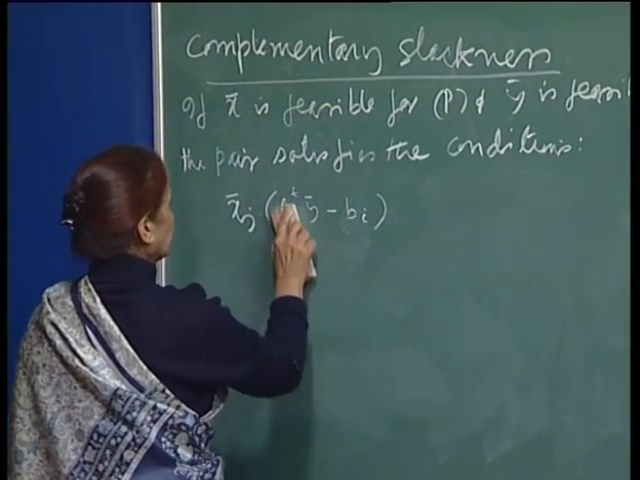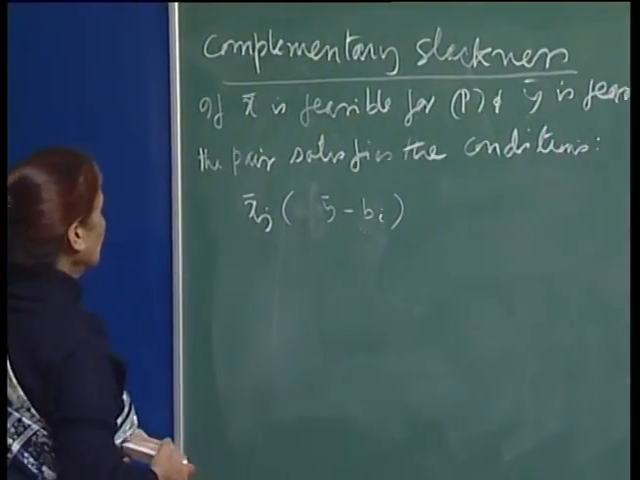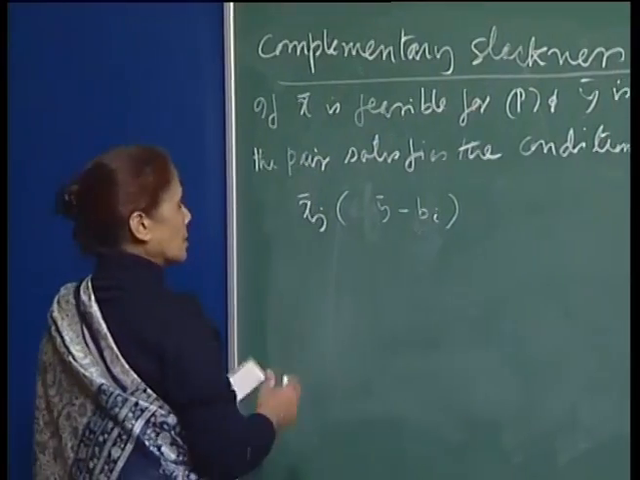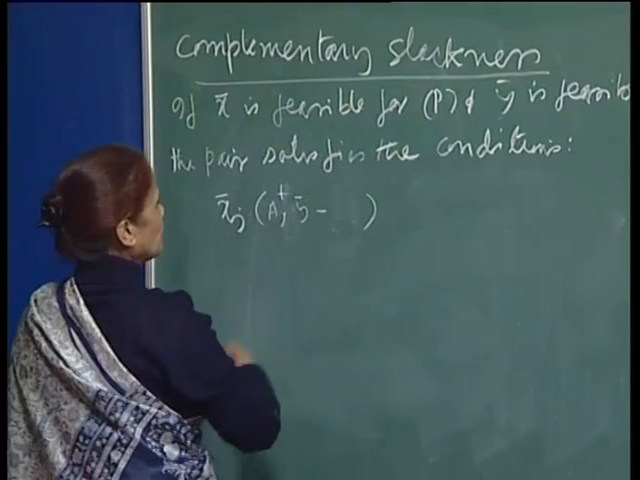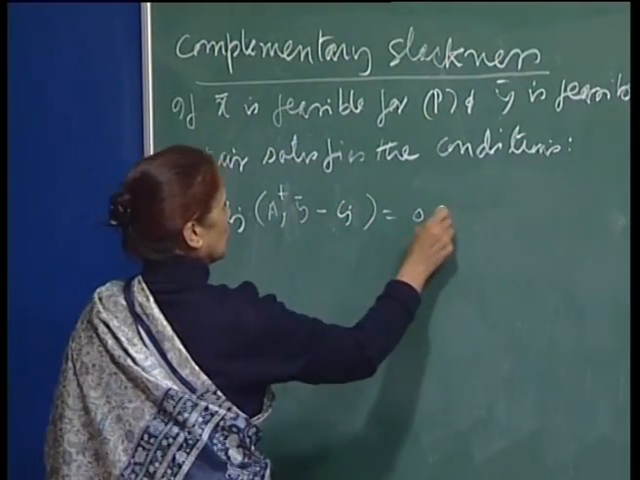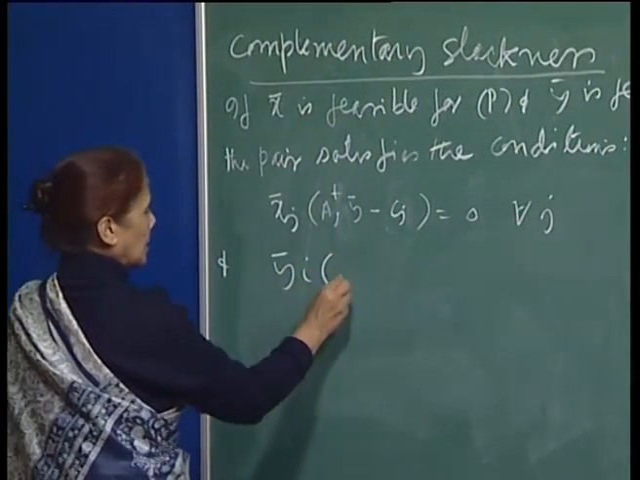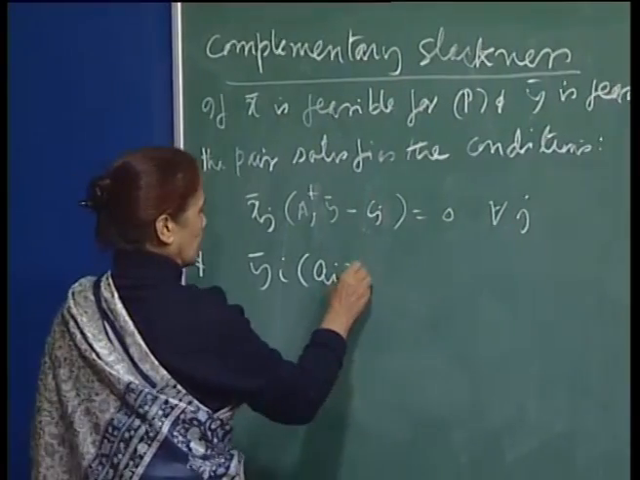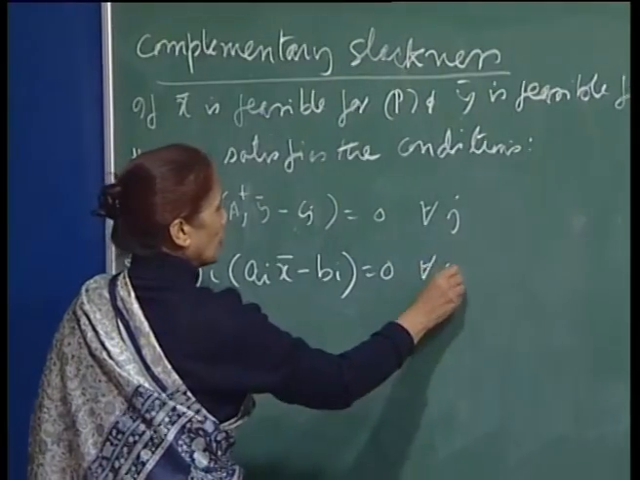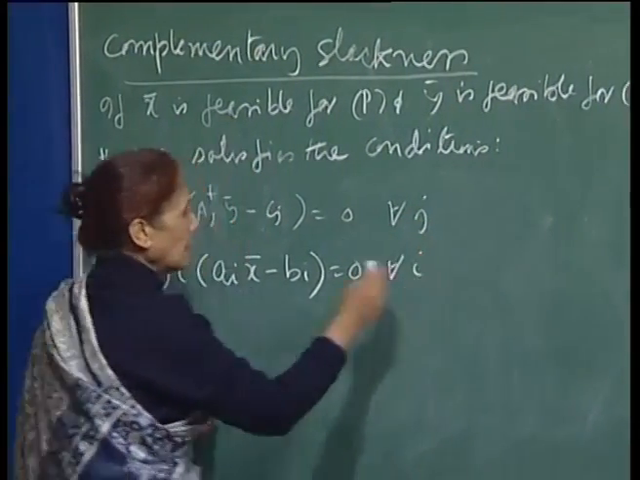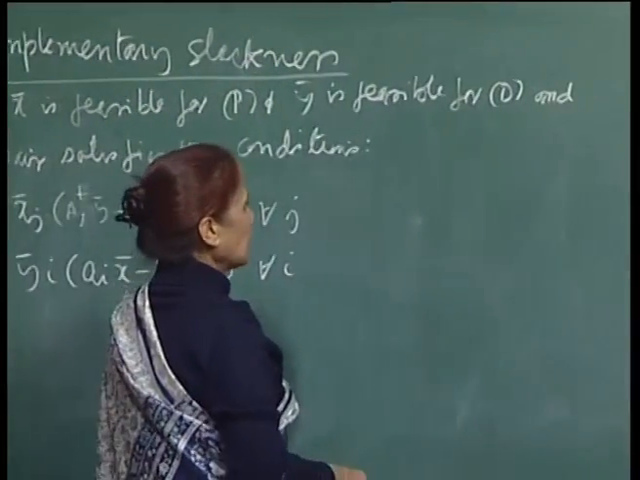So, I have to have, okay, this would be x j bar, sorry, this is okay, I wrote it correctly: a j transpose y bar minus c j is 0 for all j, and y bar i times (a i x bar minus b i) is equal to 0 for all i. So, this is j varying from 1 to n, and this is for i. Now, here I have stated these conditions for the canonical case, right.